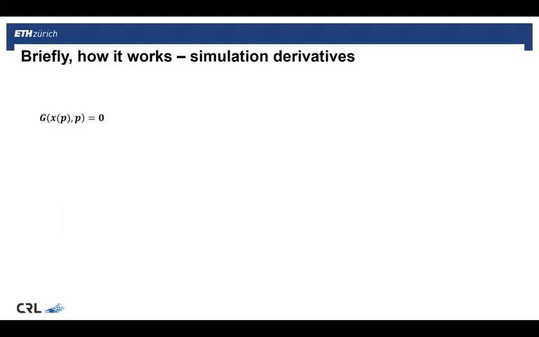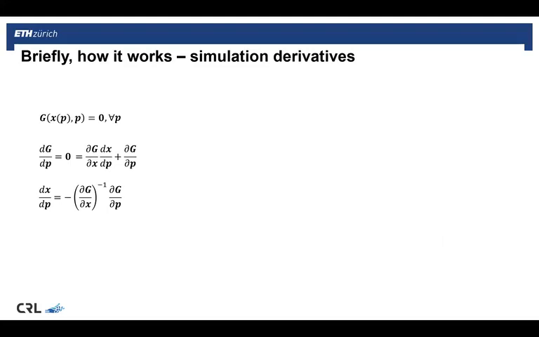This then allows us to repeat the procedure that we've seen before. We essentially take the total derivative of this residual vector with respect to the parameters that we care about. We set that to 0, expand it using the chain rule, and now we have the typical expression that you've seen before that allows us to compute this Jacobian dx/dp.